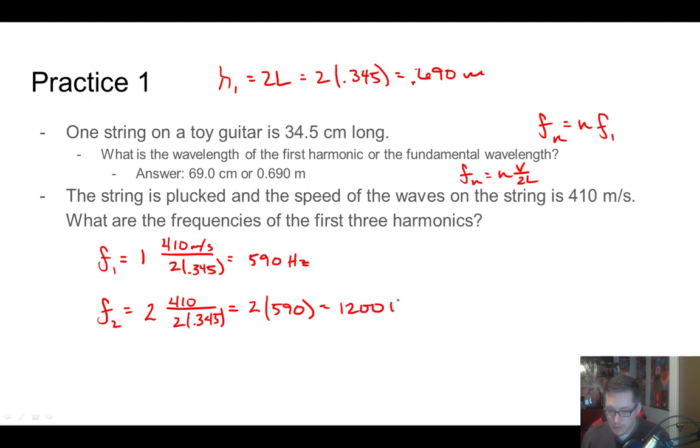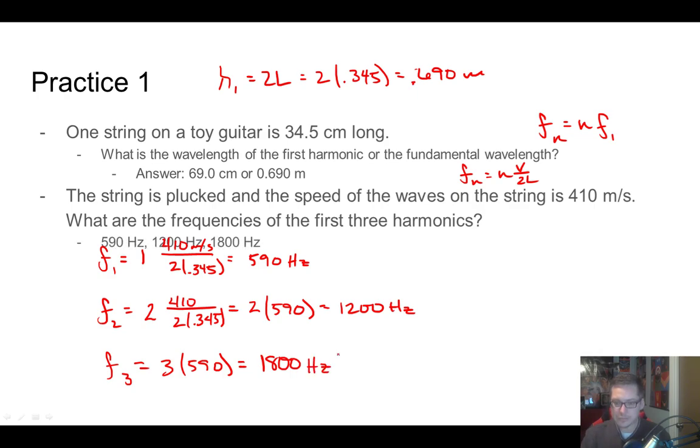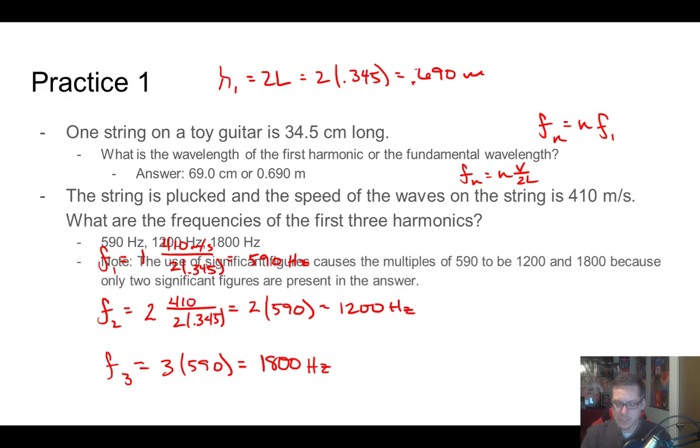right, for our frequency here, and then F3 would be equal to 3 times 590. So 3 times 590 becomes 1800 hertz. All right, and that's what they got under there. Good for us. All right, sig figs messes things up. Watch out.